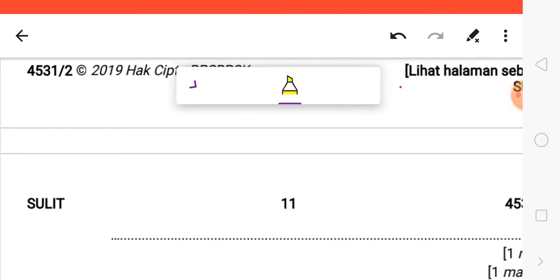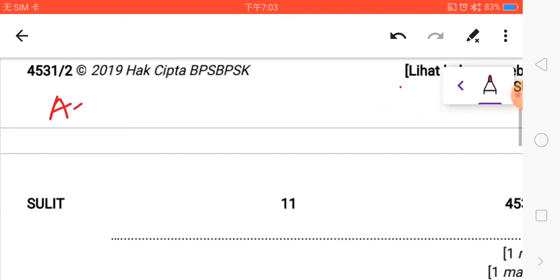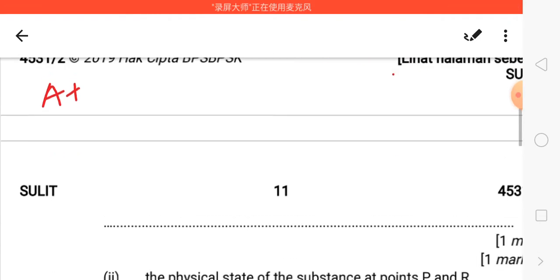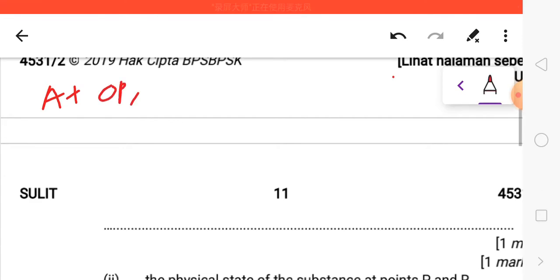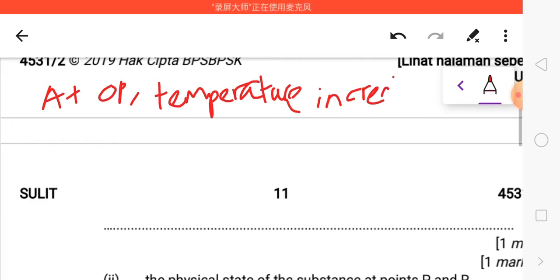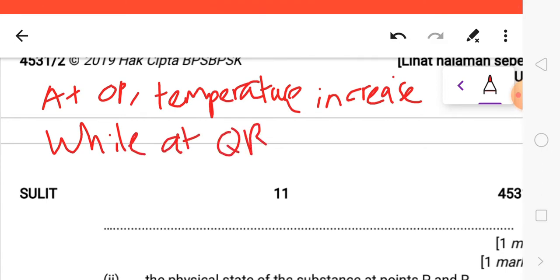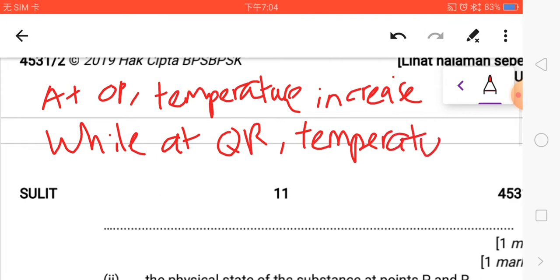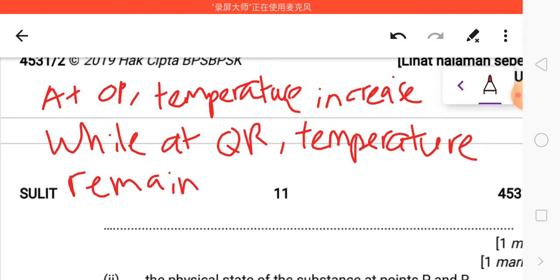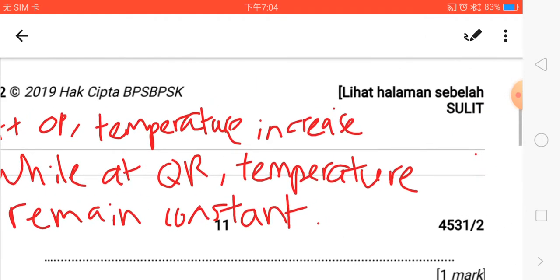So I write from here: at PQ, temperature increases, while at QR, temperature remains constant. Okay, so this is the first answer.